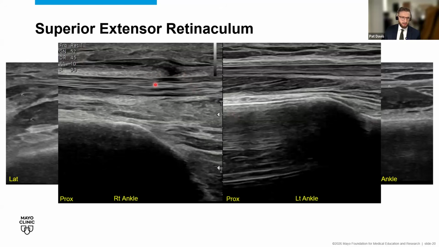Now we bring in a visual of the superior extensor retinaculum. So we're long axis to that tibialis anterior tendon, but now we're short axis to the retinaculum itself. What you'll notice here on the left, of the right pathologic ankle, is that thickened appearance of the superior extensor retinaculum with hypoechogenicity throughout, whereas over on the left ankle, you'll notice that normal tight appearance of the superior extensor retinaculum.